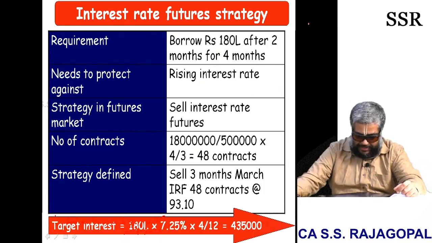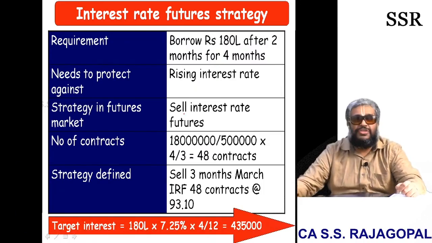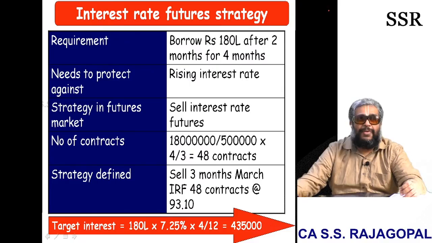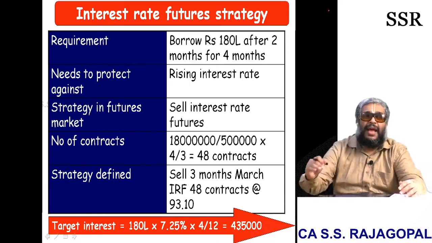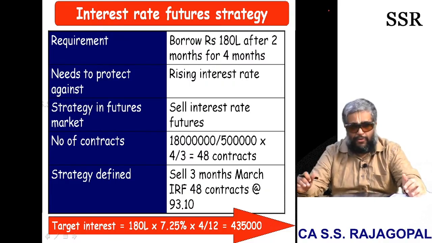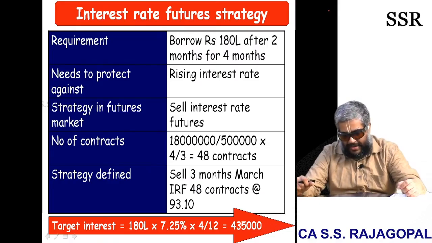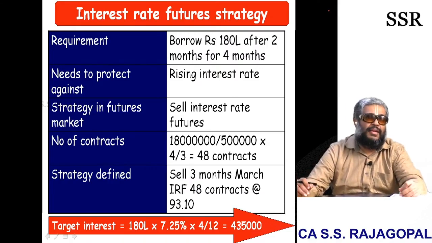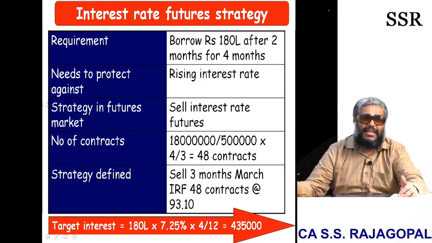Target interest is equal to 180 lakhs into 7.25% into 4 by 12. It wants to borrow this money. Had it borrowed today at 7.25% for 4 months, it would have been 4,35,000. So target interest is 4,35,000. Let's see whether the futures contract is going to achieve it. Can I present or not?